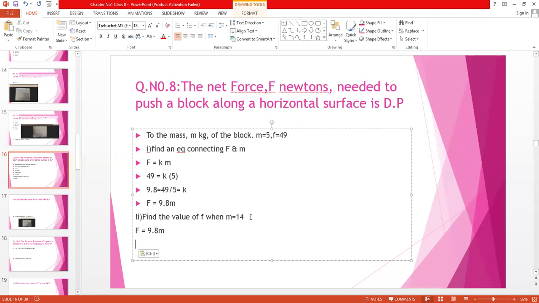So here, I first have to write a connecting equation. F is equal to 9.8M. And here we have to find the value of F when M is equal to 14. So simply, what shall we do? We have to multiply 9.8 with 14. So F is equal to 9.8 multiplied by 14. And after multiplying 9.8 with 14, I will get the answer, that is 137.2. And that's the value of F. And which unit do I have to use for it? Newton. Clear?